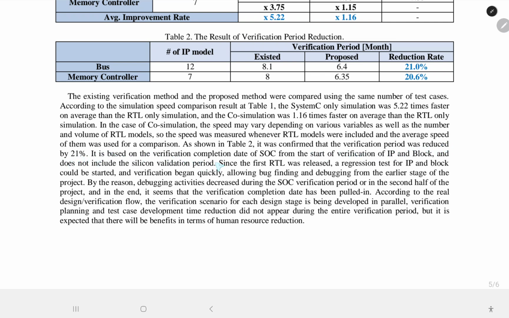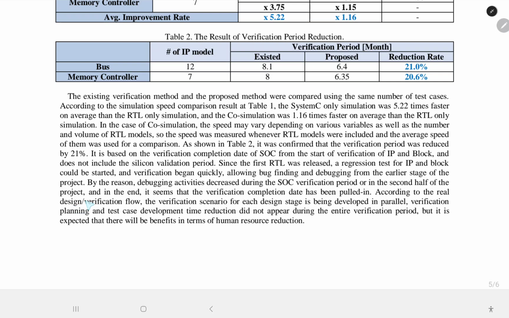It's based on the verification completion date of the SoC from the start of the verification of IP and block, and does not include the silicon validation period. Since the first RTL was released, a regression test for IP and block could be started, and the verification began quickly, allowing bug finding and debugging from an earlier stage of the project. By the same reason, debugging activities decreased during the SoC verification period, or in the second half of the project. In the end, it seems that the verification completion date had been pulled in.